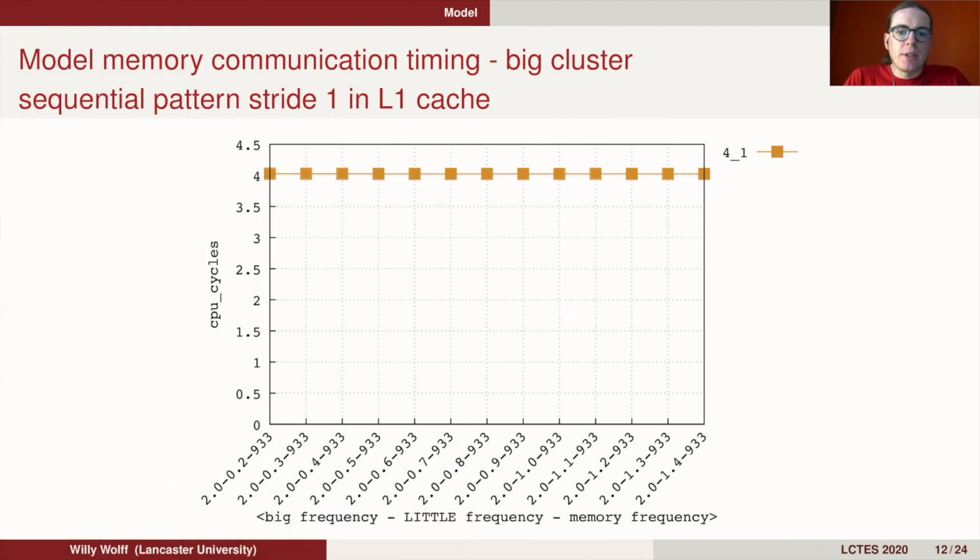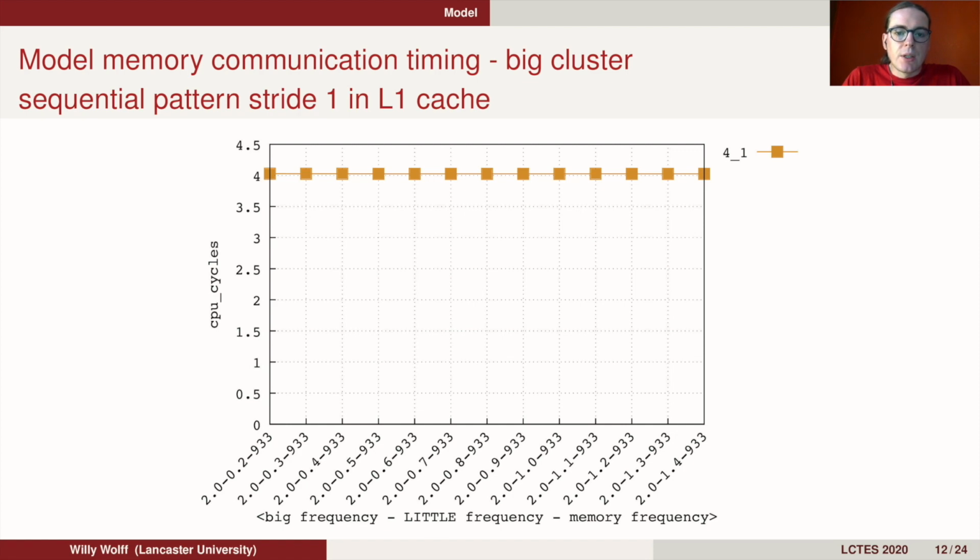Here, the first number in the legend is the size of the array, and the second one is the stride used to access the array. 1 means we access directly the next index. The x-axis here is the set of frequencies used. For this experiment, we keep the big cluster at its highest frequency, while scanning each frequency of the little cluster, from 200 MHz to 1.4 GHz. The memory frequency is shown just for completeness.